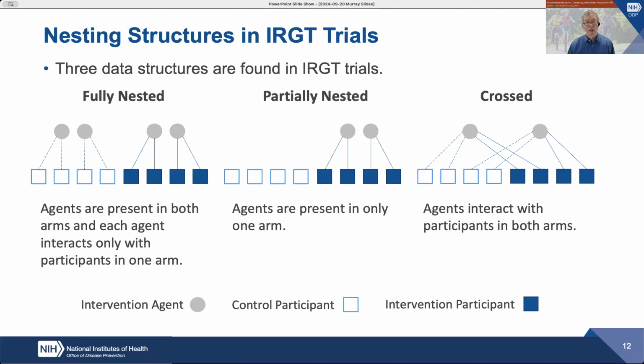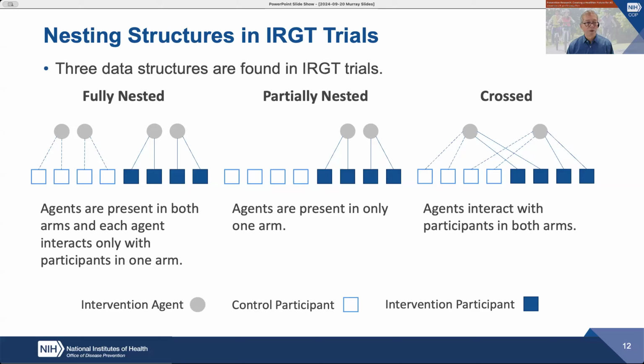If we look to the left, we see the fully nested version. Here we have agents in both arms, different agents in the two arms, and therefore it's a fully nested design because we have different agents in each arm. On the far right, we have the third possibility, which is a cross design. Now the agents are working in both arms, not just in one arm, so they're not nested at all. The agents are crossed with arm, and agents interact with participants in both arms.